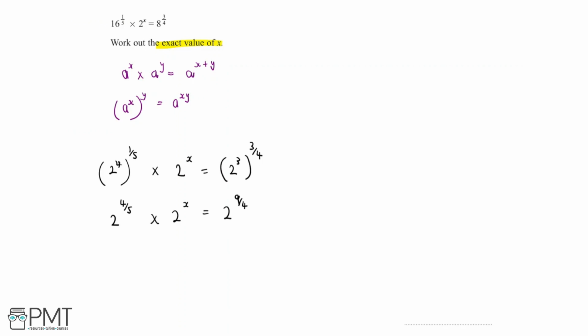Now that we have the same base, we can look at the first law, where we said a to the power of x multiplied by a to the power of y is equal to a to the power of x plus y. So in our example, a is equal to 2, and we can say that 4 over 5 plus x equals 9 over 4. And now it's become a lot simpler to solve for x. We can say that x is equal to 9 over 4, take away 4 over 5, which is equal to 29 over 20, which can be written as 1.45. And so now we've found the answer that x is equal to 1.45.